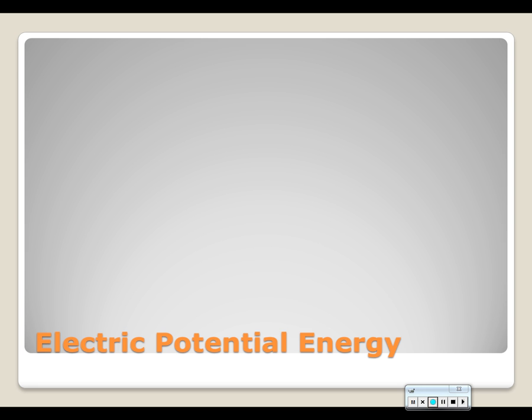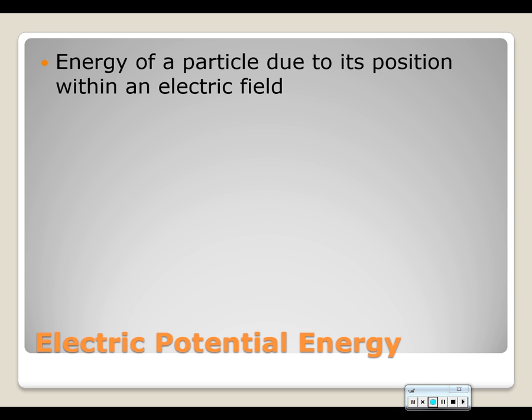First, by virtue of the fact that it is potential energy, that means what? Our description of potential energy is energy of location or position. Electric potential energy is the energy of a particle due to its position within an electric field. Gravitational potential energy is the position within a gravitational field.